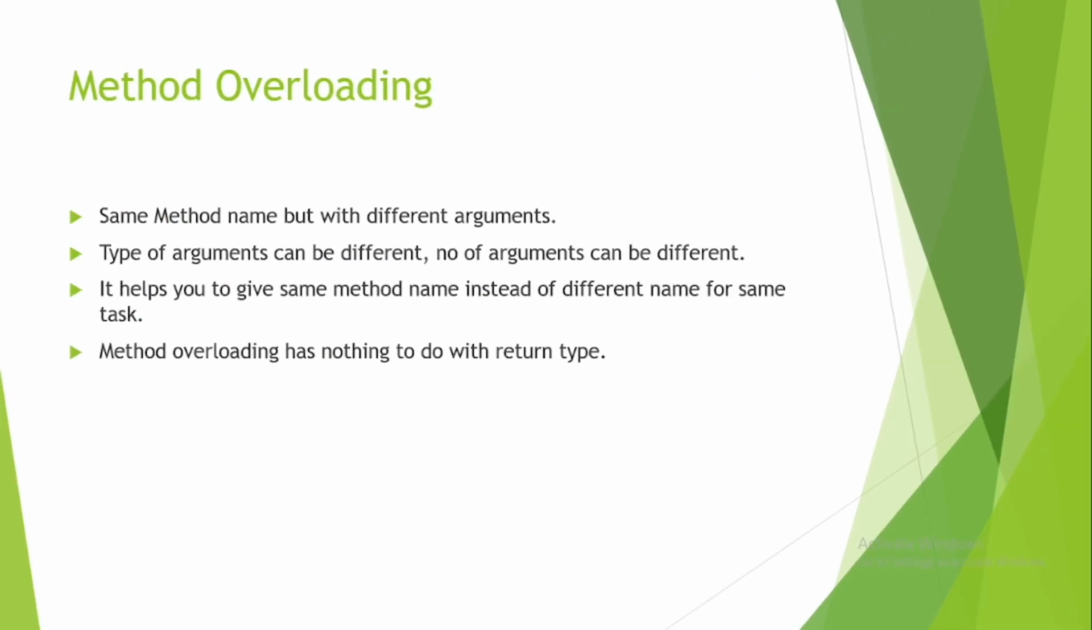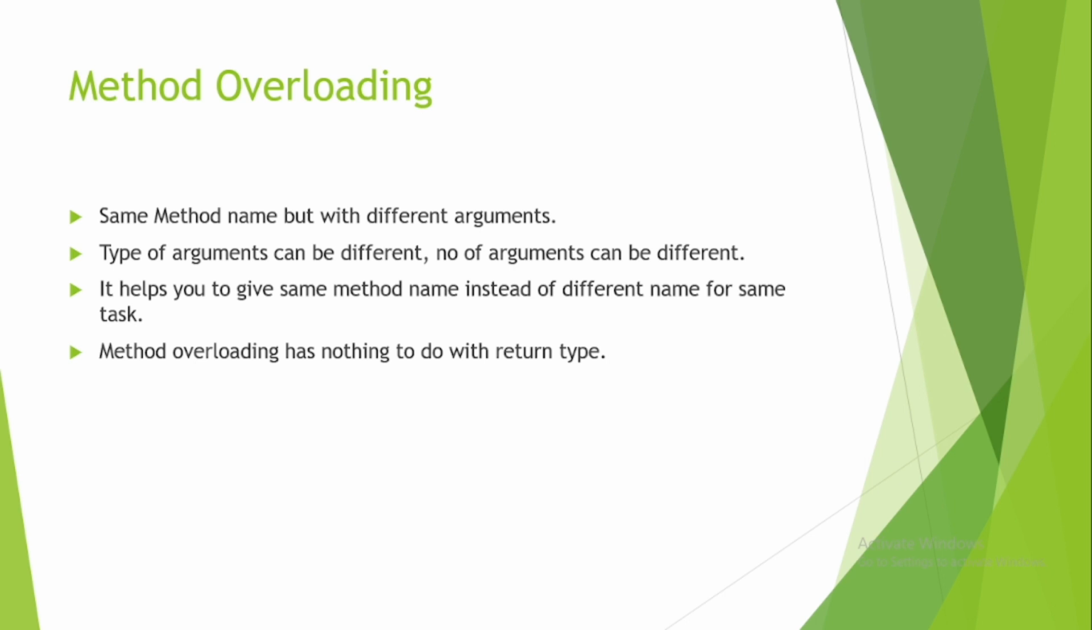the method overloading. See, method overloading same method name but with different arguments. Okay, type of arguments can be different, number of arguments can be different. So for this is the points that I was discussing. Type of arguments can be also different and number of arguments can be also different. ठीक है, only you cannot give the same type of arguments and same number of arguments, that you cannot give, that will be ambiguous, right? Java will not allow you to do the same method twice.